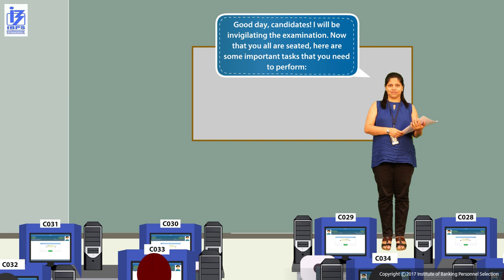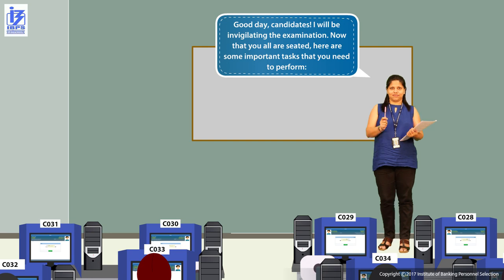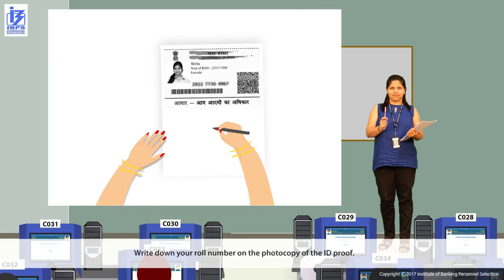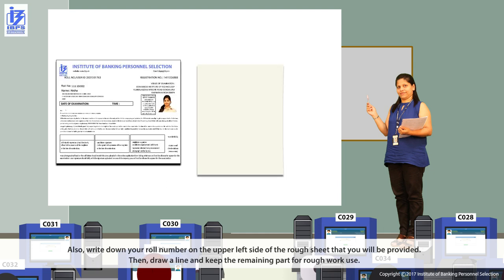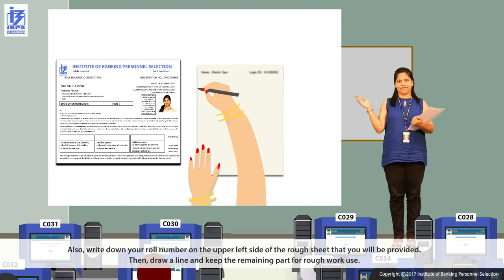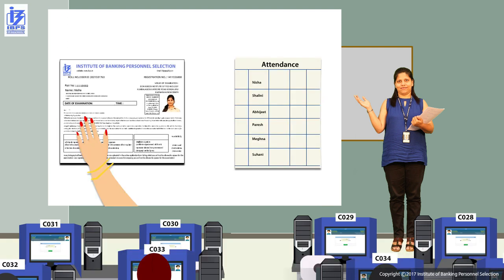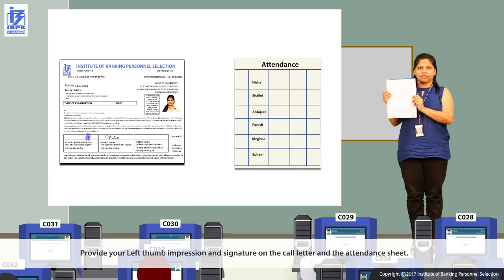Now that you are all seated, here are some important tasks that you need to perform. Write down your roll number on the photocopy of the ID proof. Also, write down your roll number on the upper left side of the rough sheet that you will be provided. Then, draw a line and keep the remaining part for rough work use. Provide your left thumb impression and signature on the call letter and the attendance sheet.